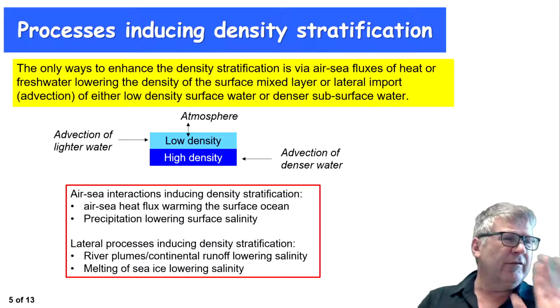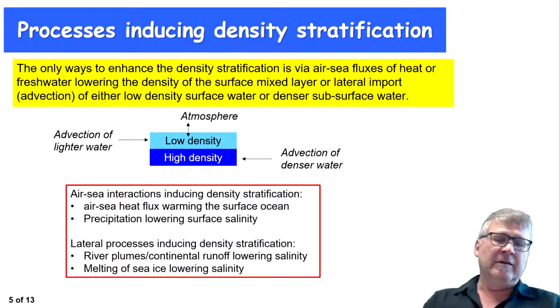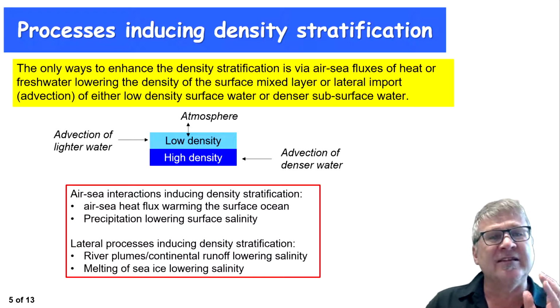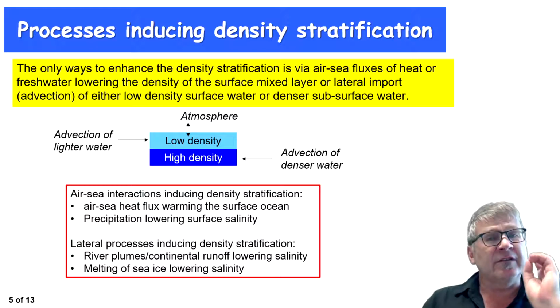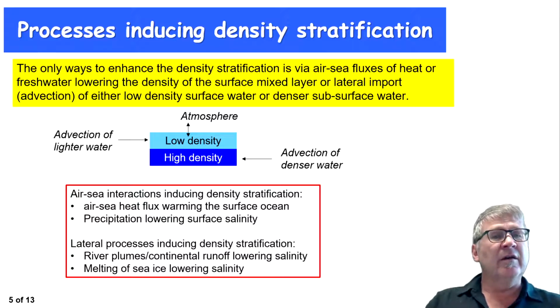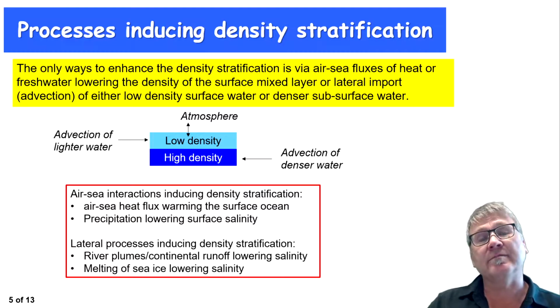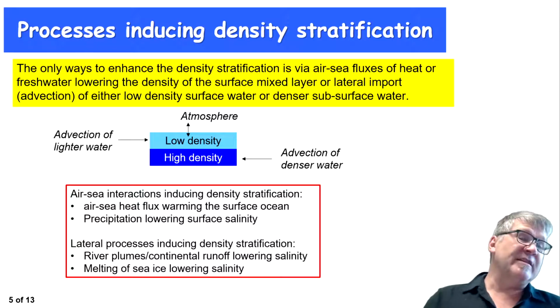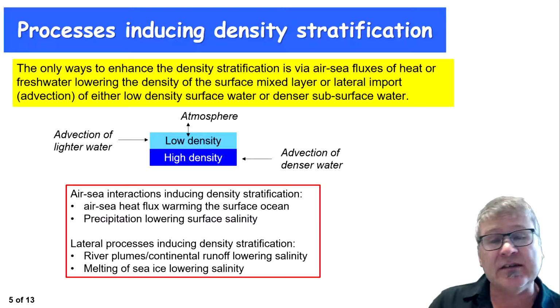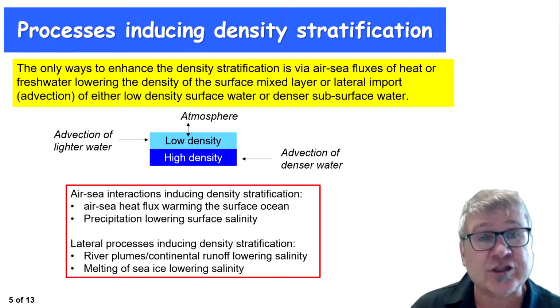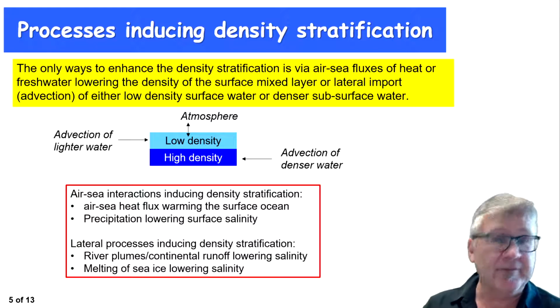Okay, so if you think a little bit about it, indeed, what you come to the conclusion of is how you can decrease the density of the surface mixed layer is through atmospheric heating. So through an air-sea heat flux, warming the surface. How you also can lower the salinity is if you have precipitation. You have the addition of rainfall, which lowers the salinity.